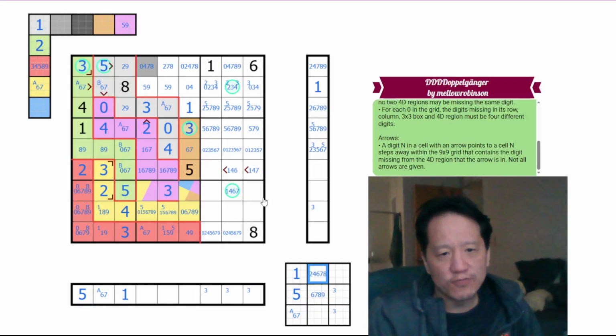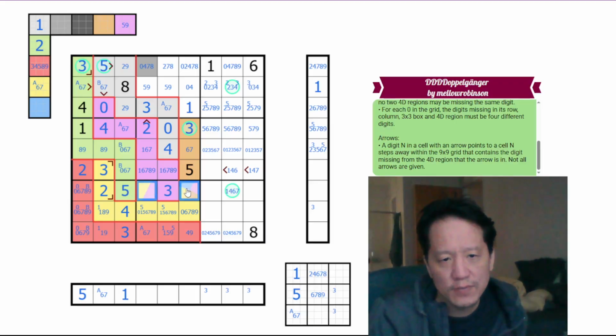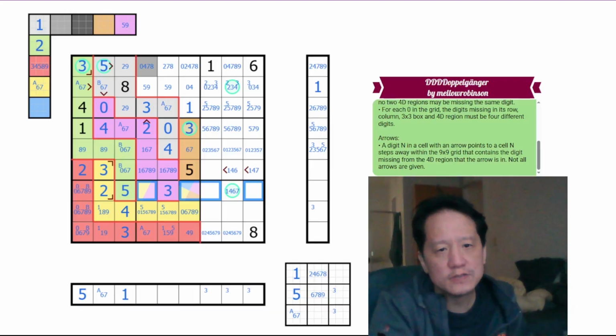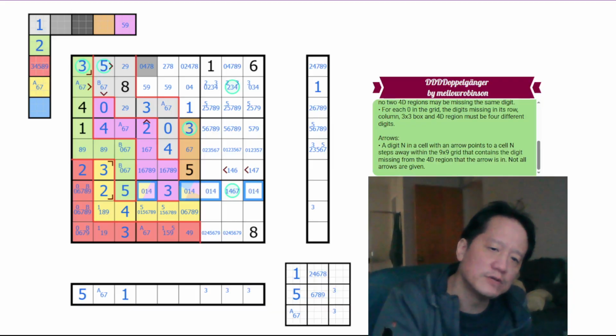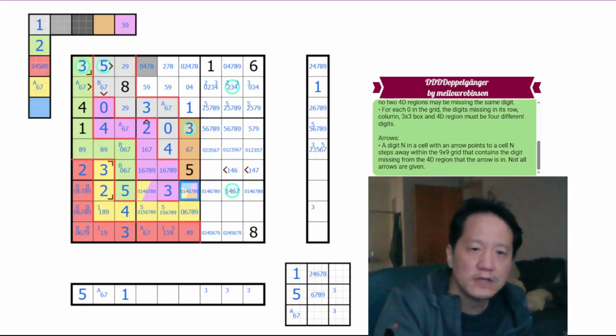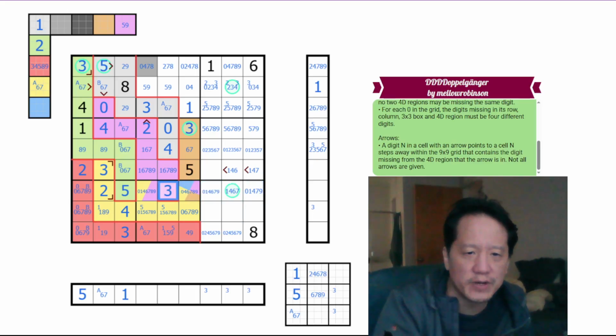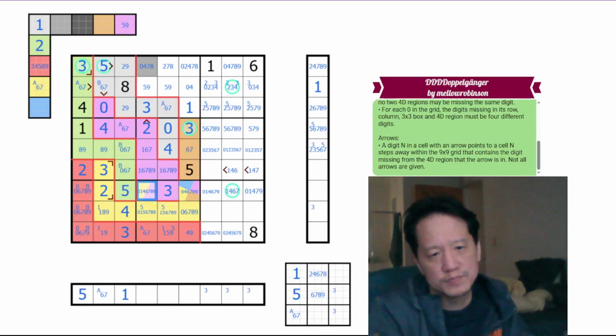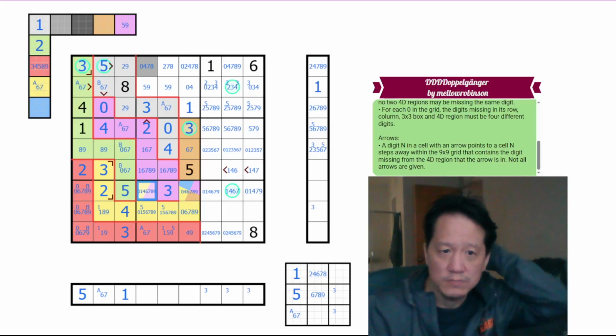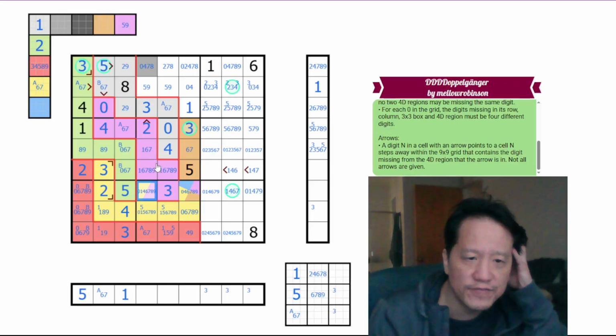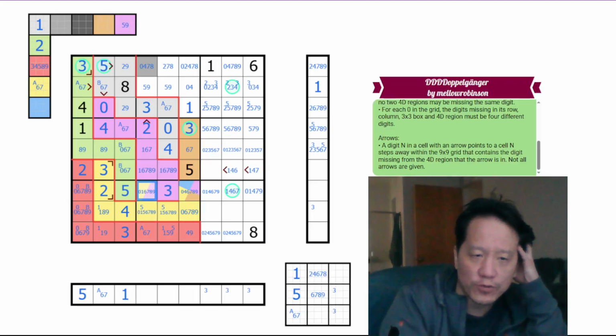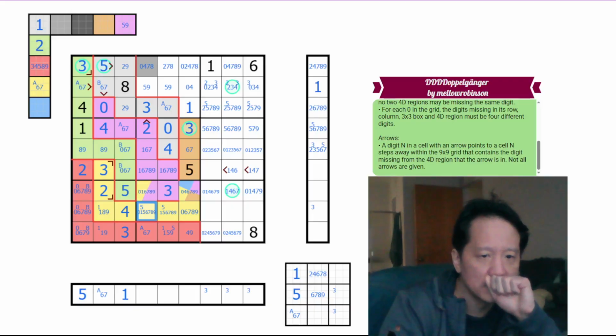Remaining digits of row 7 can be 0, 1, 4, 6, 7, 8, 9. No 1 here because of 1 in the column. No 6 or 8 here because of 6 or 8 in the column. No 8 here because of 8 in the box. Pink already has a 4. Yellow has a 4, so this can't be 4 here.